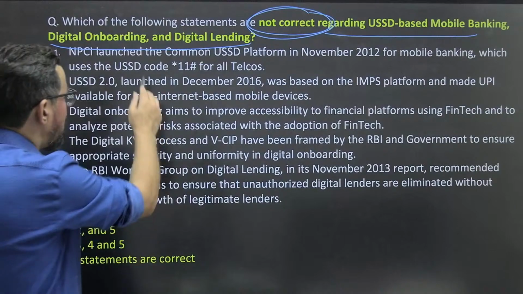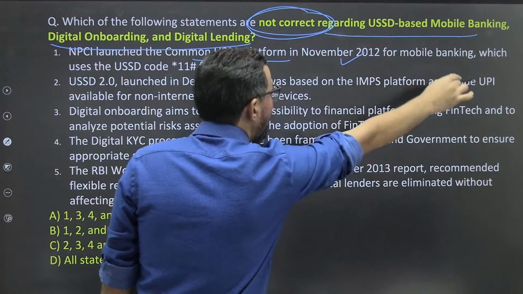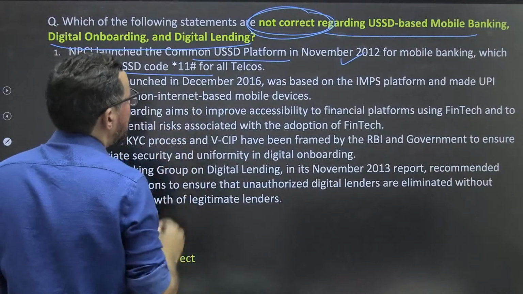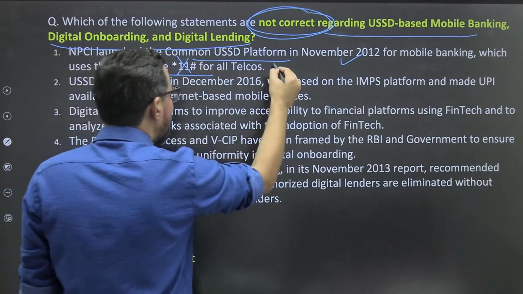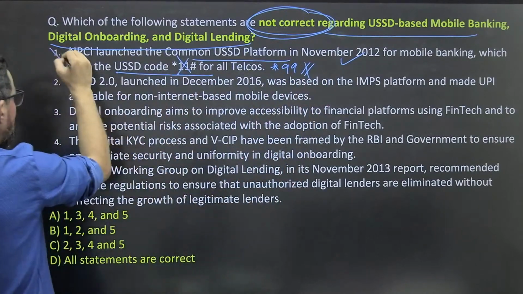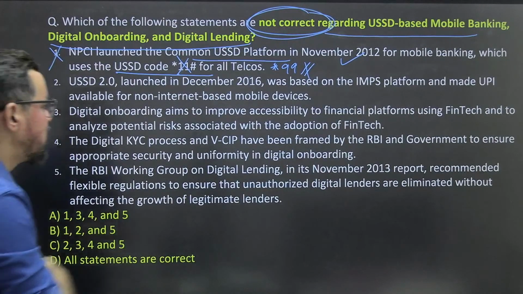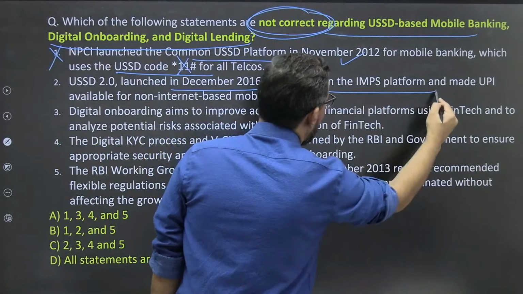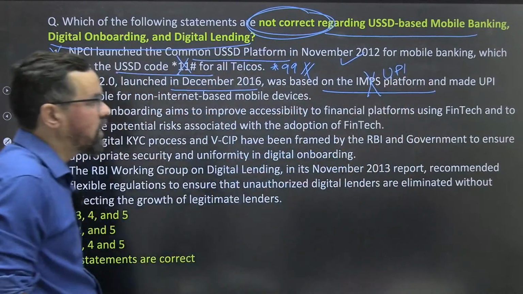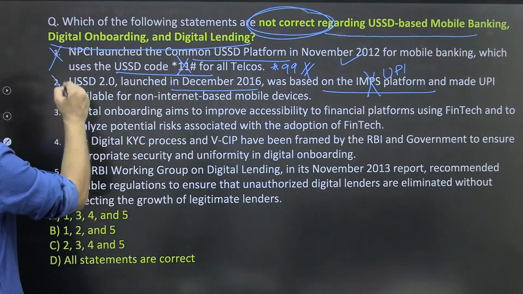NPCI launched the common USSD platform in November 2012 for mobile banking, which used the code. This is wrong. It is star double nine hash. So first statement is wrong. USSD 2.0, launched in December 2016, was based on UPI platform. It was not on IMPS. It was based on UPI platform. So second statement is also wrong.